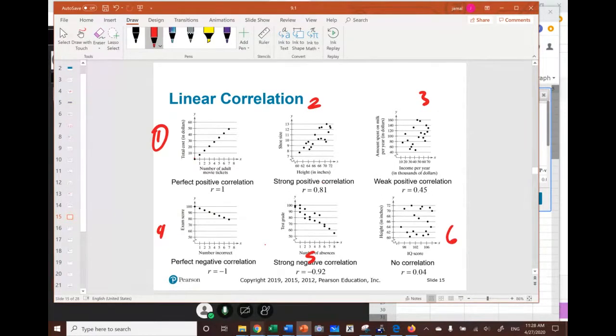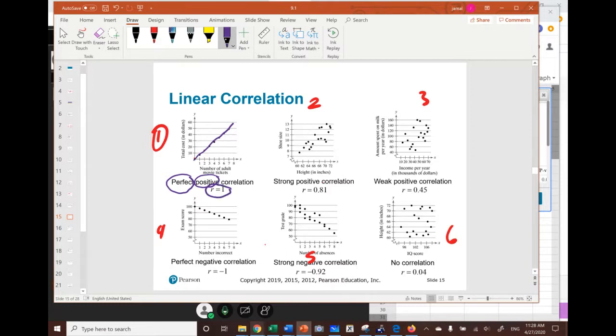Now let's look at number 1. If you look, the dots are lined up in a straight fashion, 100% straight, and they are going up. So there are 2 things in here. Perfect because they line up, and positive because they go up. So we call it perfect positive. And notice that R will be 1.